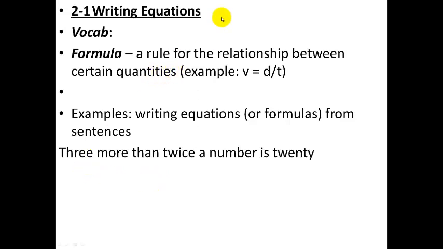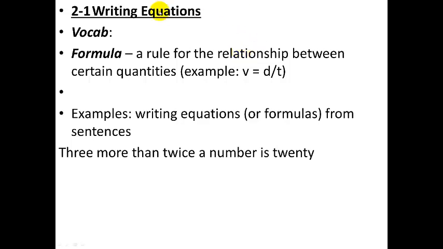If you recall back in section 1.1 we learned about writing expressions. So writing equations can be very similar. It's basically taking a sentence and changing it into an equation, or taking an equation and changing it into a sentence. The only difference between the other section is that these are equations, which means they have an equal sign with something on both sides.